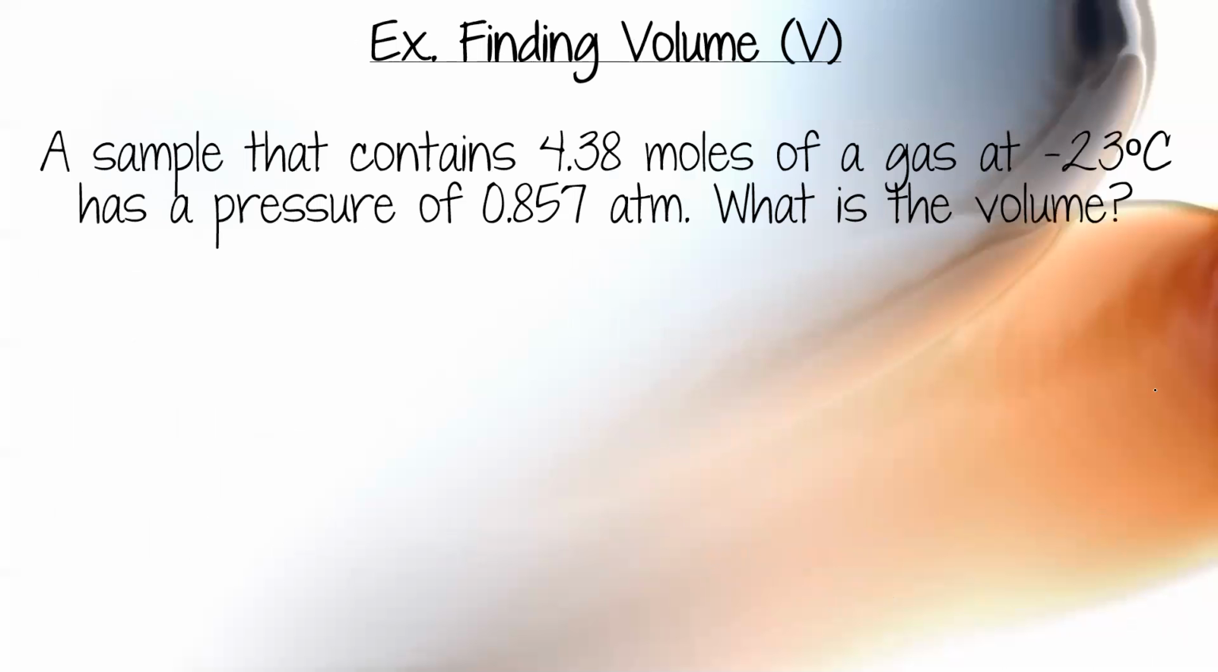Okay, try another. A sample that contains 4.38 moles of a gas, so 4.38 moles, that's N, at negative 23 degrees Celsius, that's T, I just have to convert it, has a pressure of 0.857 atm, that's P. What is the volume, V? Okay, so you can write that down the side if you'd like to. Try that problem out. I think you can do it by yourself. Pause the video, try it, and then I'll go over it.